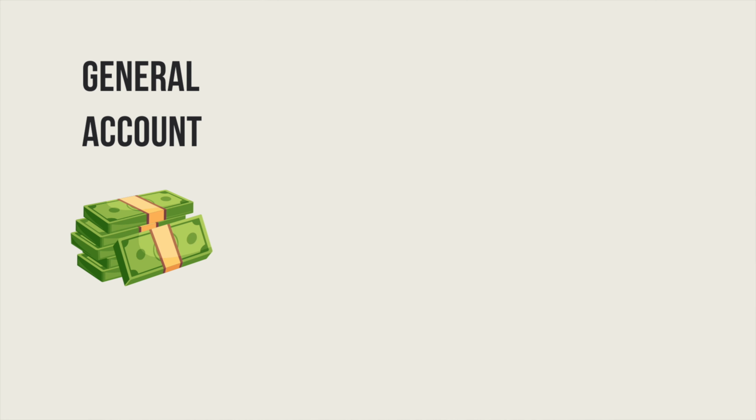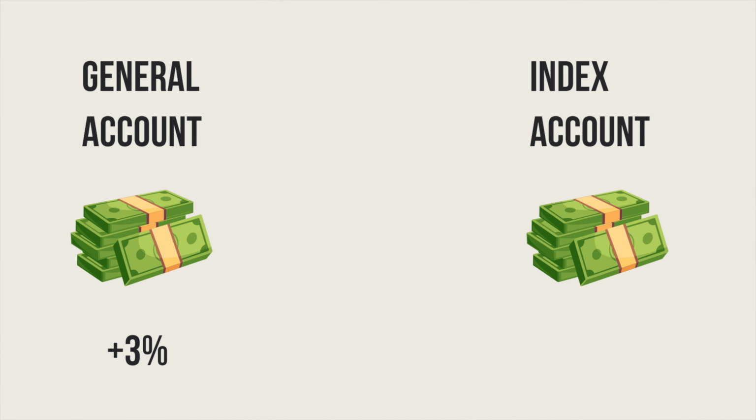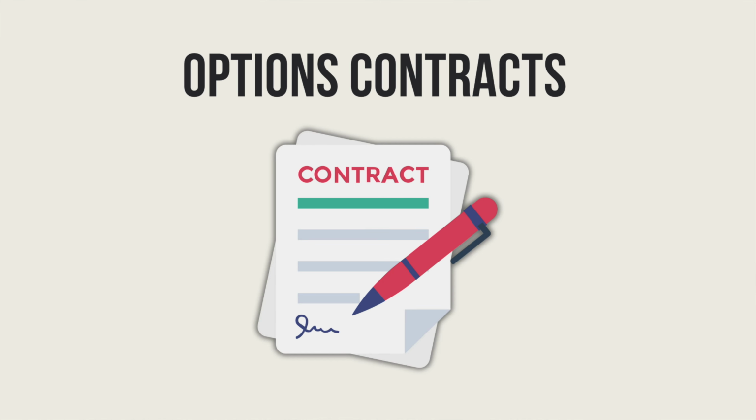All right, so remember we have two accounts, right? We have the general account that pays the fixed rate of return. Usually, let's say in this case it's 3%. And then we have the index account, which participates in the stock market indexes. If you had $100,000 in the general account, then you'd be earning 3% on that. And if you had the $100,000 in the index account, what they do is they take that 3% and they invest in what's called an options contract.